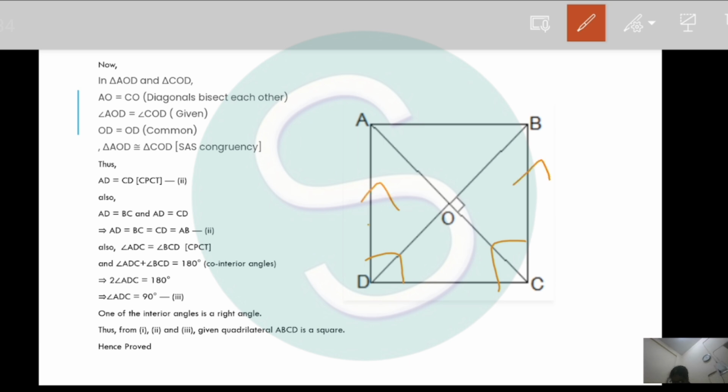So we know that if these two lines, AD is parallel to BC and this is a transversal, then sum of co-interior angles is 180 degrees. Since we have proved that ADC is equals to BCD, so we can write here ADC plus BCD is 180 degree, and we can replace BCD by ADC. So 2 times ADC equals to 180 degrees, so ADC is equals to 90 degrees. So one of the interior angles of this quadrilateral is right angle, hence we can prove that ABCD is a square.